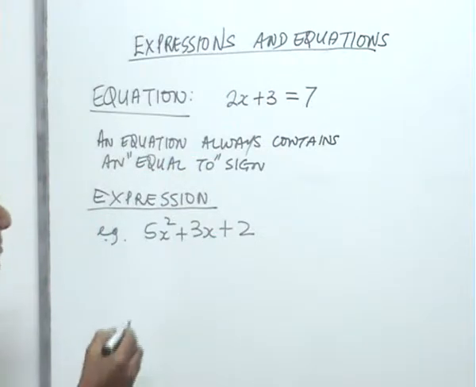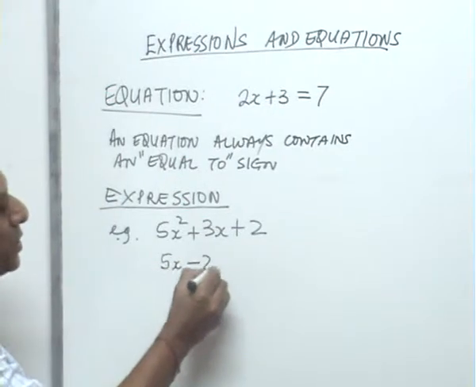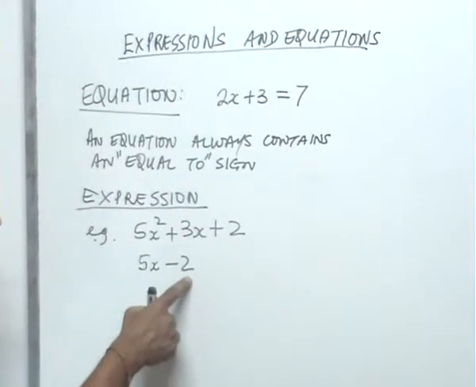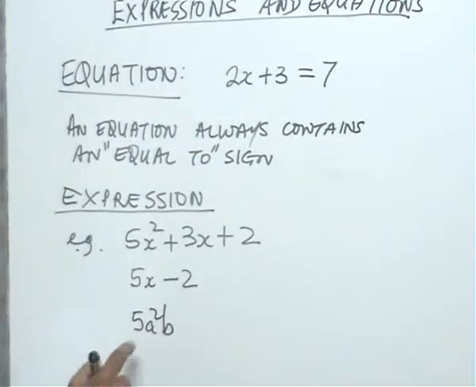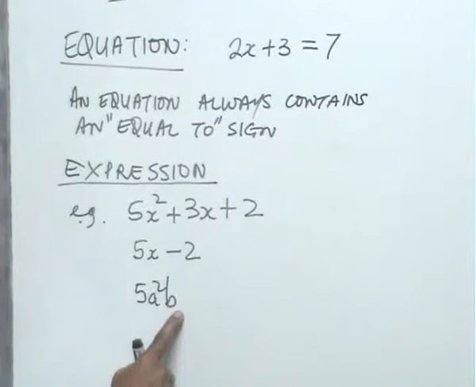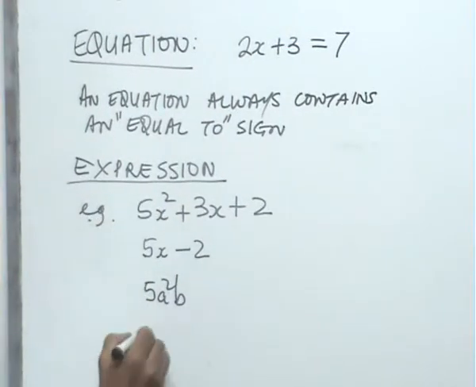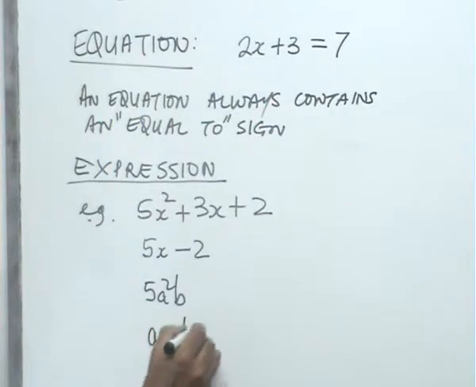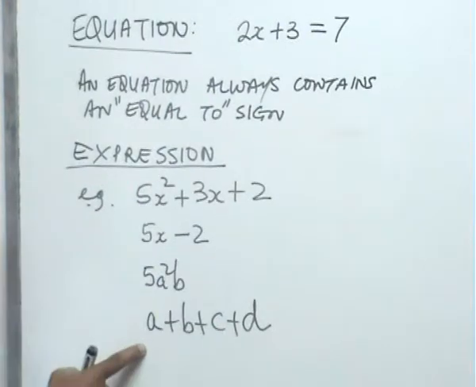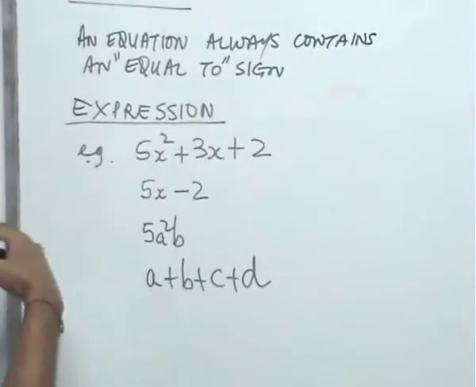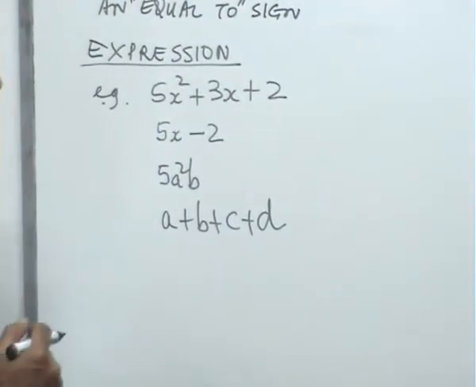Now an expression can have 3 terms. If you take this expression 5x minus 2, it's got only 2 terms. Then you can take an expression like this, 5a squared b. This is an expression with only 1 term. This is an expression with 2 terms, expression with 3 terms, and then I could write a plus b plus c plus d. Then this is an expression with 4 terms. So you can have an expression with any number of terms.